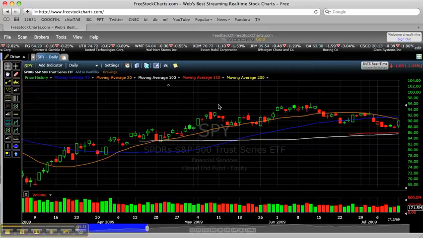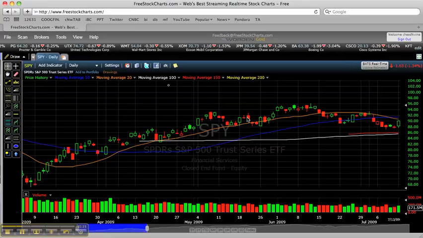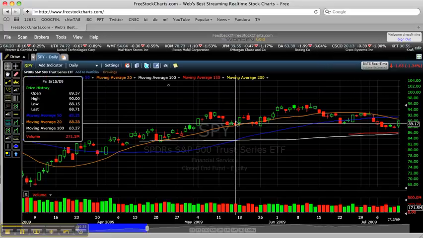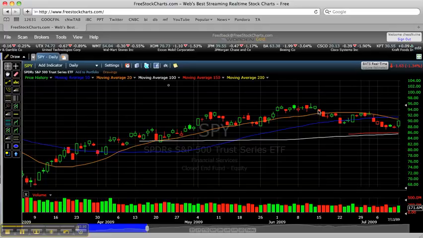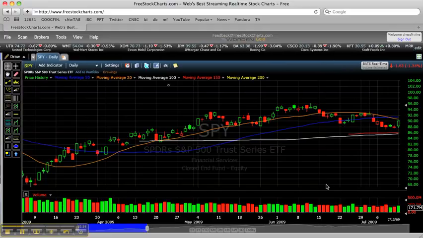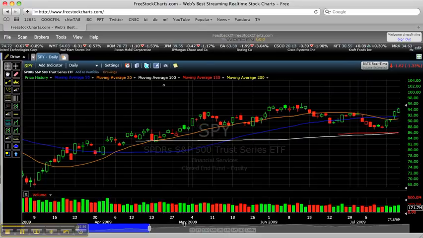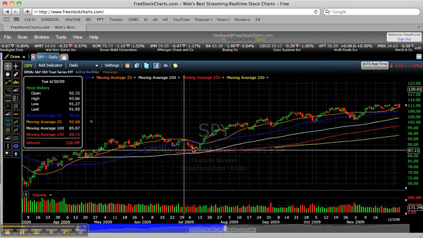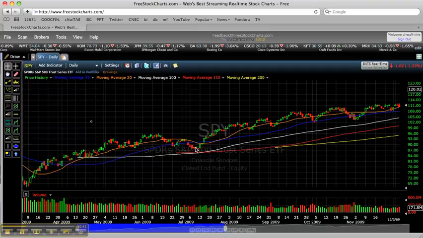Then we marched much higher into May. And it was only in May and June, when we started testing the 20-day moving average a little too much, that it finally gave way. We went down, tested the 50-day moving average, and it kind of went on that way for a little bit before we eventually found support down here.